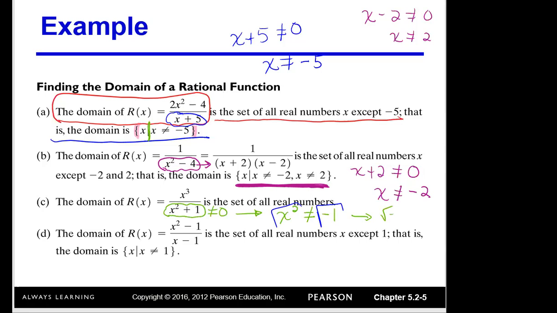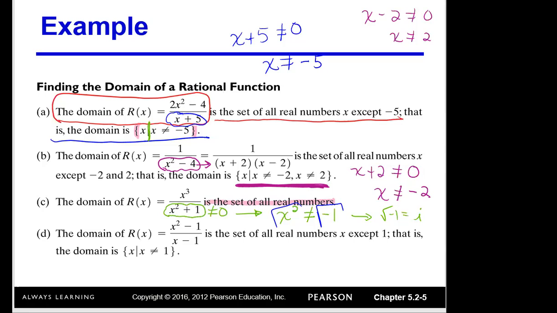Remember, the square root of -1 is equal to i. It's imaginary. So they're saying right here, it is the set of all real numbers, because there is no number that will ever cause the denominator to be 0. Therefore, every number is in the domain.